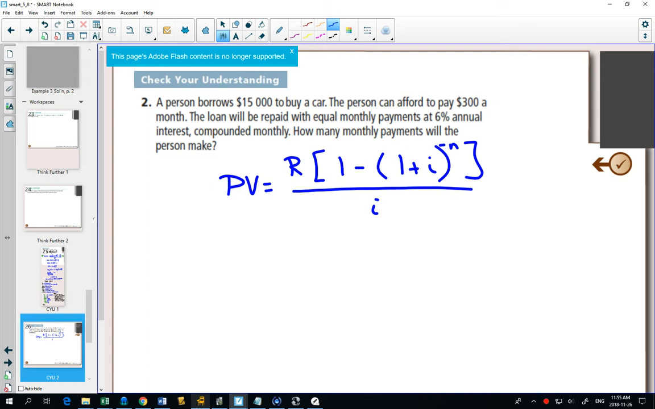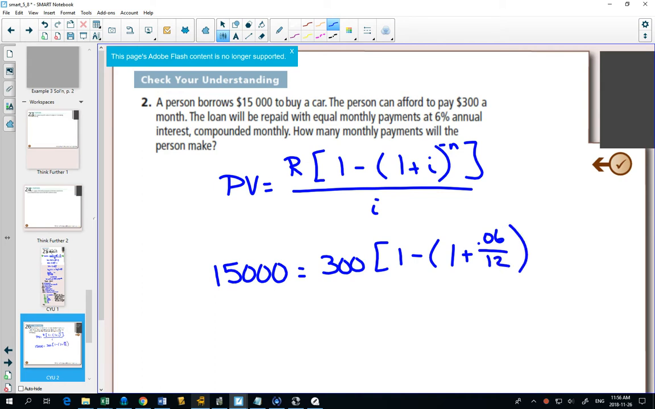Now, what this formula is for is when you're getting a loan. So let's say you are borrowing money to buy a car. Very first typical loan that people get. How many monthly payments is it going to take to pay off the car? So a person borrows $15,000 to buy a car. So the present value, you owe $15,000. You can afford to make monthly payments of $300, and they'll charge you an interest rate of 6% compounded monthly.